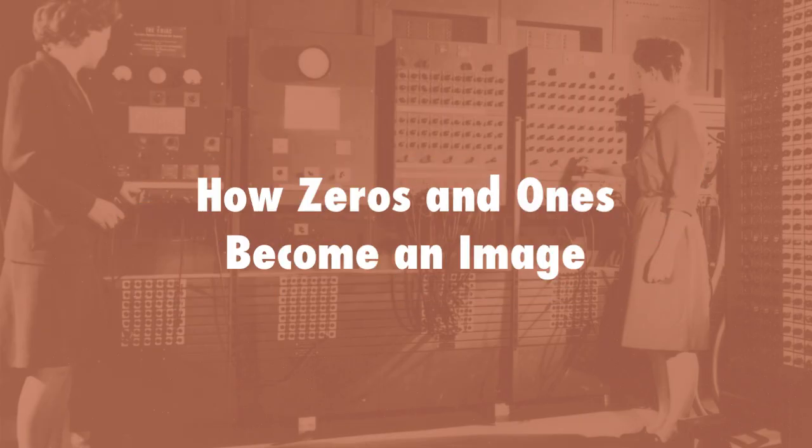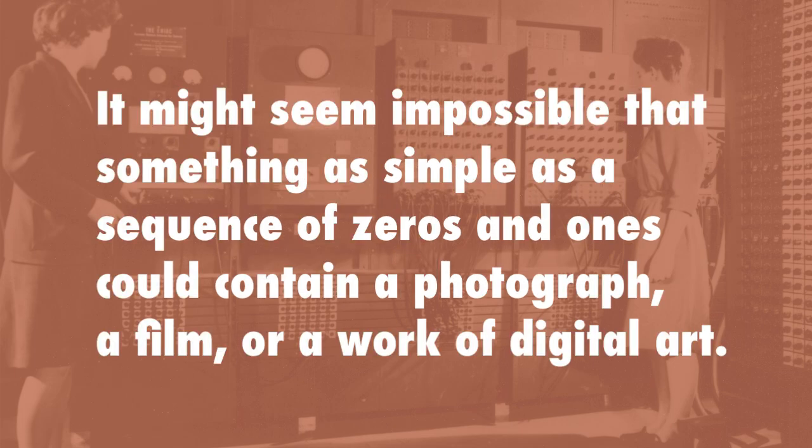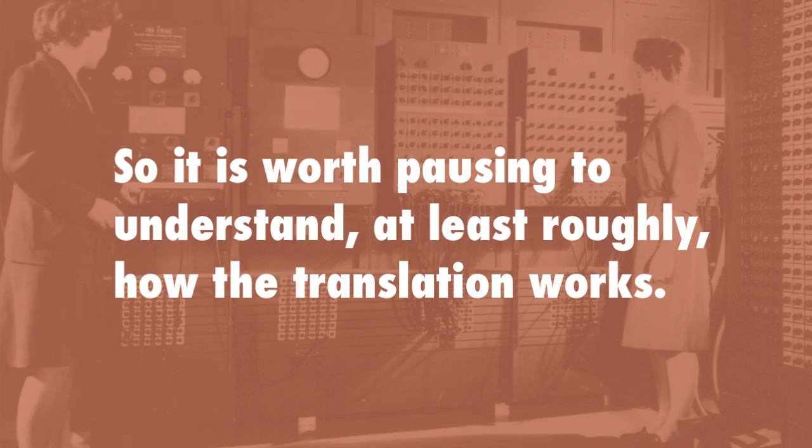How zeros and ones become an image. It might seem impossible that something as simple as a sequence of zeros and ones could contain a photograph, a film, or a work of digital art, so it's worth pausing to understand, at least roughly, how the translation works.